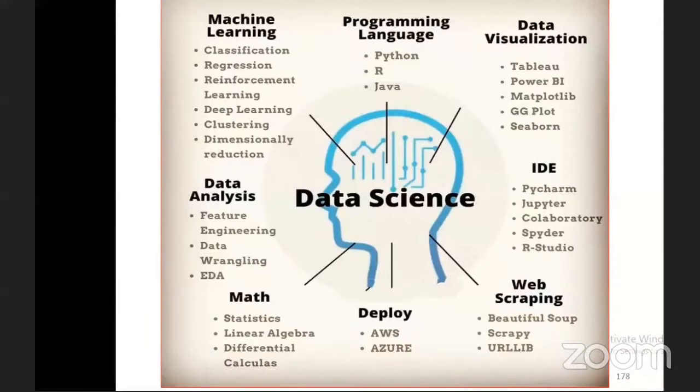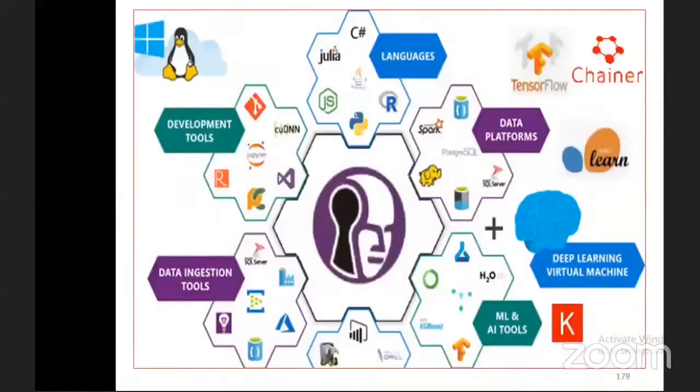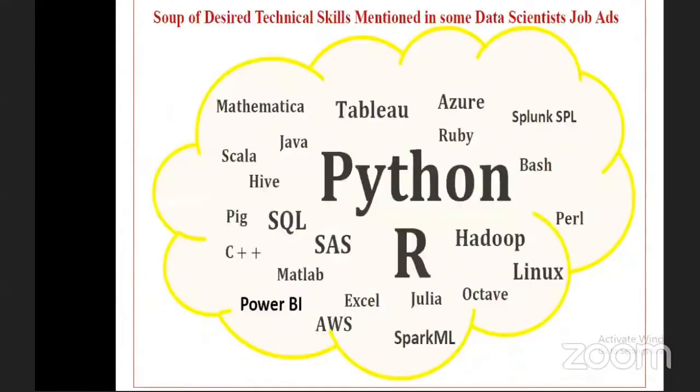Then we are using mathematics, statistics, linear algebra, differential calculus, data analysis, and machine learning, with programming languages like Python, R, Java, etc. So these are the tools I have explained many times: deployment tools, data ingestion tools, languages, data platforms, deep learning, virtual machines, ML and AI tools, etc. So Python, R, SQL, SAS. SAS is nothing but statistical analysis software, very popular. SAS tool, SPSS, to generate statistics we are using SPSS, Excel, AWS, Power BI, Spark ML, Perl, Bash, various tools.